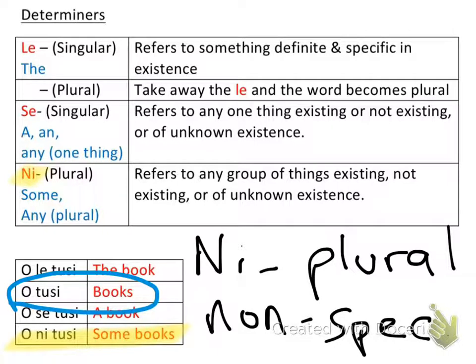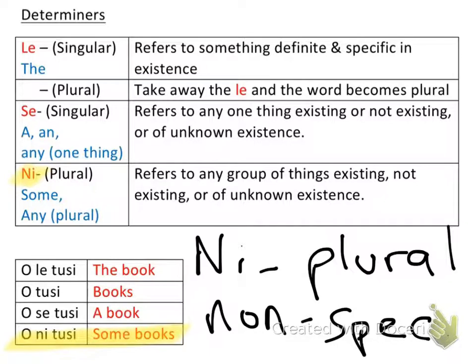lay. And this is honestly one of the most grammatically incorrect ways that people use these determiners. Sometimes they use the one where you take away the lay, and they use the ni interchangeably. But the ni, this is a way that we pluralize things that are non-specific. Okay, so we're talking about a plural amount of books that aren't specific.